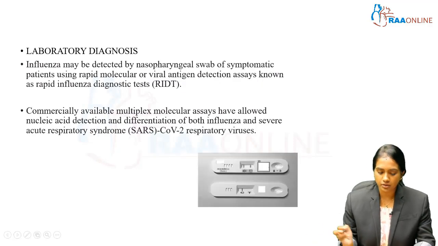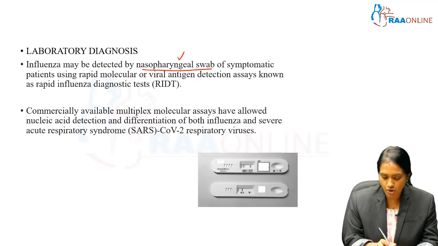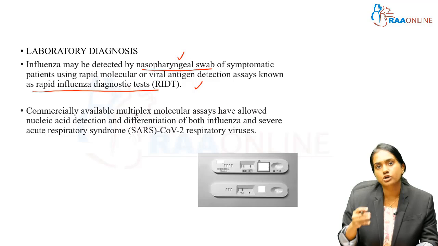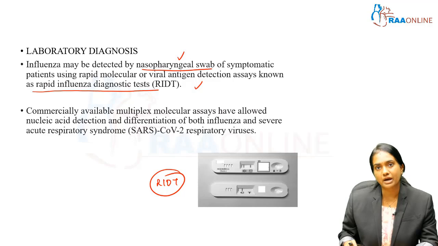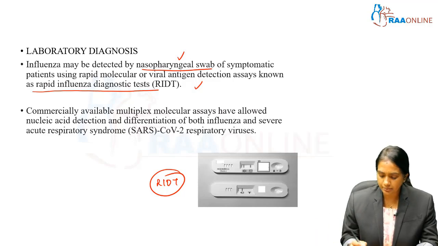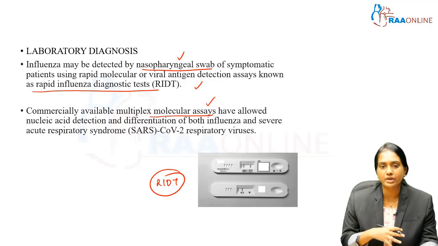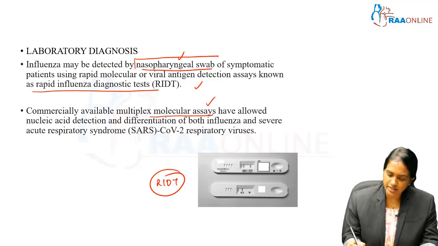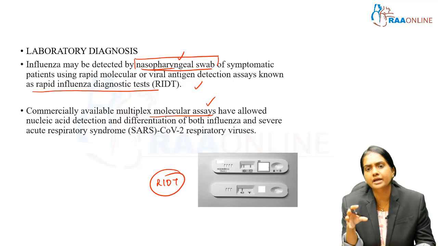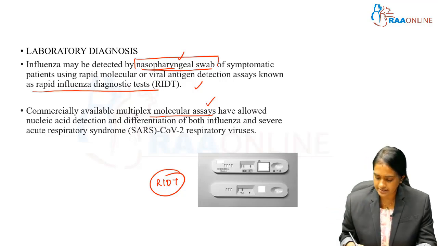So how will you diagnose? We will take a nasopharyngeal swab and test. There are kits available called rapid influenza diagnostic tests. The swab is taken, and with this type of kit they place the swab here and look for the test result. Commercially available multiple molecular assays also help in differentiating between influenza and the SARS-CoV respiratory virus. The swab is generally taken from the nasopharynx and sent for rapid molecular or viral antigen detection, which is called the rapid influenza diagnostic test. So these are the kits.